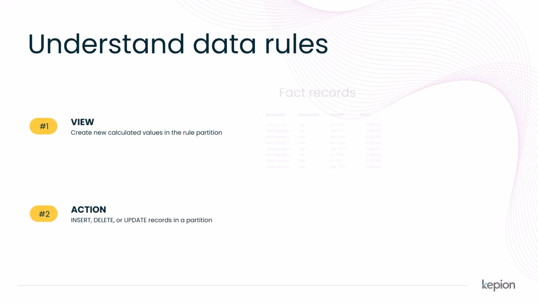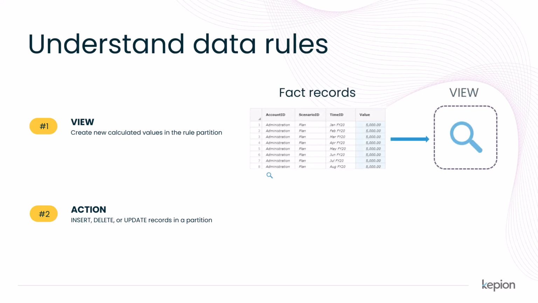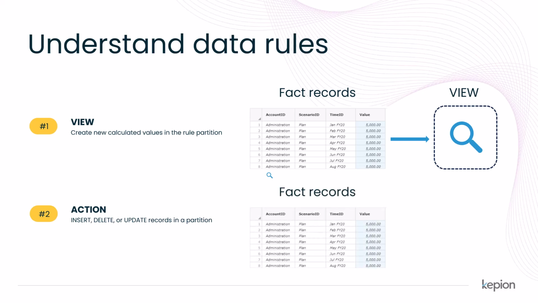View rules generate SQL views, which are virtual tables. Views are dynamic and update automatically as the data changes. Action rules are updated on demand and allow you to insert or delete the records in a partition. Action rules are preferred when the resulting values need to be referenced in other rules.